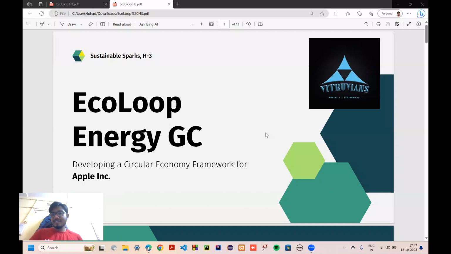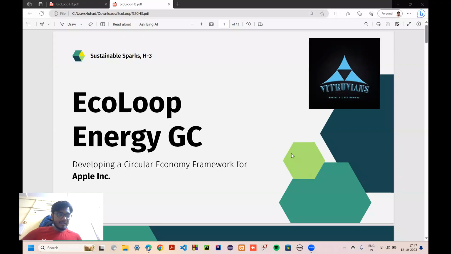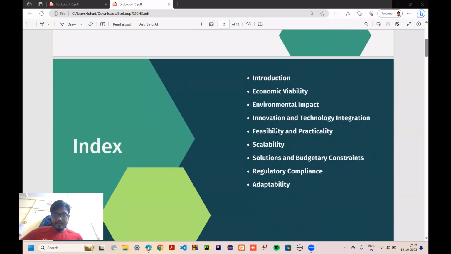And I will be representing Sustainable Parks, which is the team S3, which participated in the Ecoloop Energy GC. So the main topic was to develop a circular economy framework for Apple Inc. We have explained this taking the example of Apple. So let's start with the index.